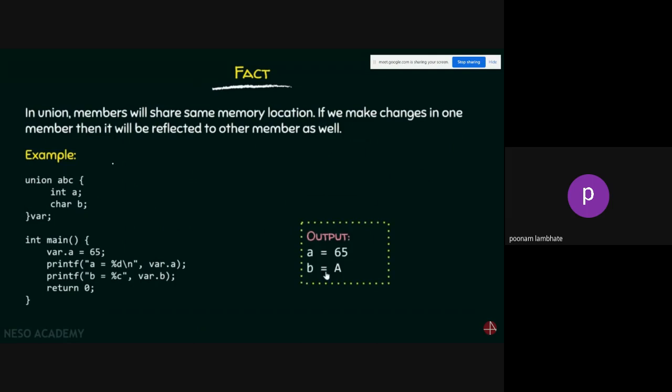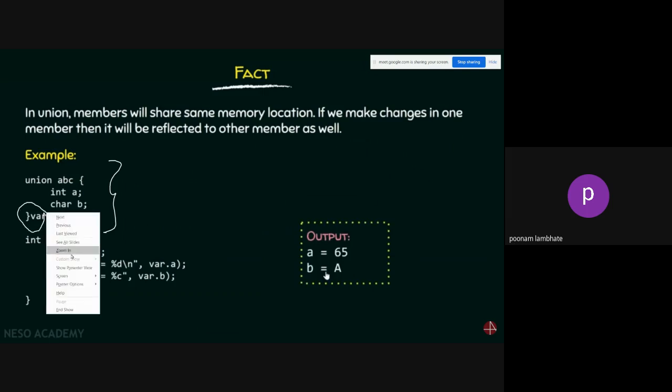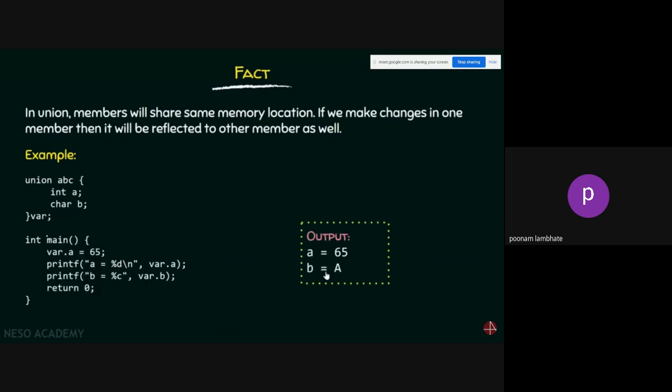For example, we have the same union ABC. You can create a global variable of the union like this. After the closing bracket, if you write the variable name, it is a global variable of the union if the union is outside all the functions. If the union is within some function, then this var is a local union variable. So var is a variable whose data type is union ABC.